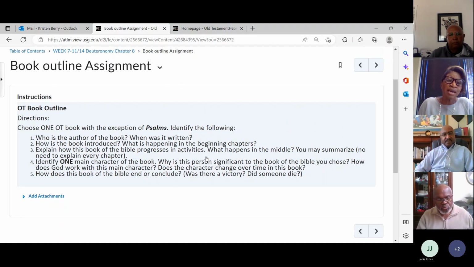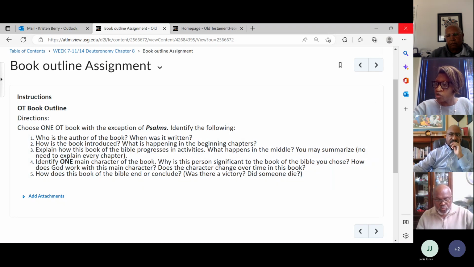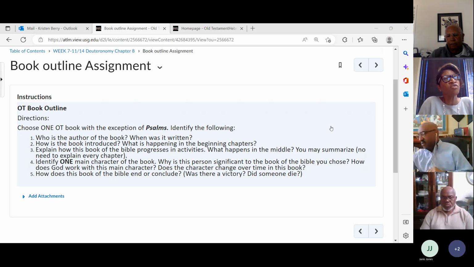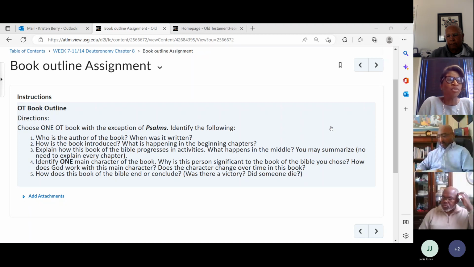Number four, I want you to identify one main character of that particular book. Let's say if you're doing Ruth, maybe you talk about Ruth, maybe you talk about Naomi. Why is this particular person significant to that particular book of the Bible that you chose? Talk about them. What did they do? And does the person change over the course of time? Some people might die at the end of your book. Some people move. Some people get a different ministry in your book. So that's really exciting.